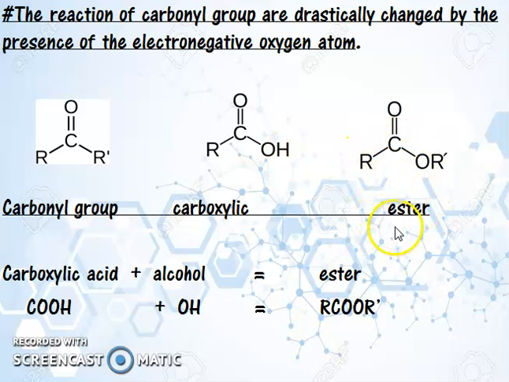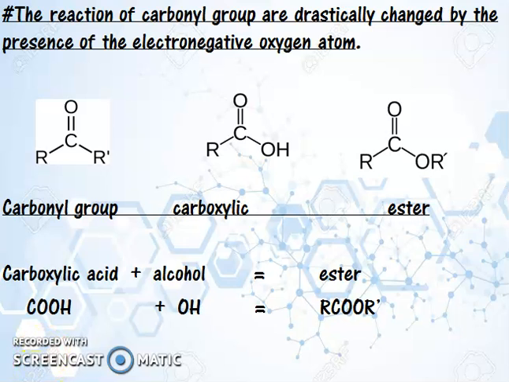Got it? And ester is also prepared when carboxylic acid reacts with alcohol, that is COOH plus OH, which gives RCOOR, that is ester. Now got it? The reactions of the carbonyl group are drastically changed by the electronegativity of the oxygen atom.